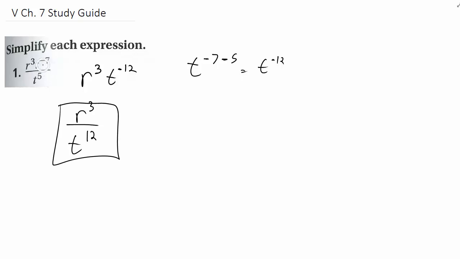The other option was you could from the start note that t to the negative 7 is actually a t to the positive 7 on the bottom. And so you still get a t to the 12 on the bottom. That's number one. For number two, since I have a negative power, it means you have a reciprocal.